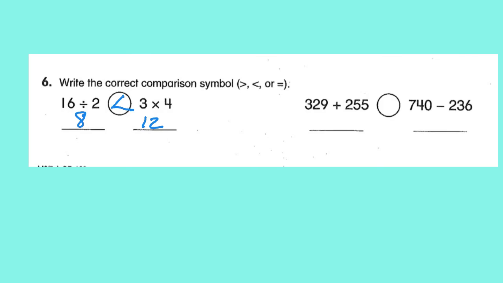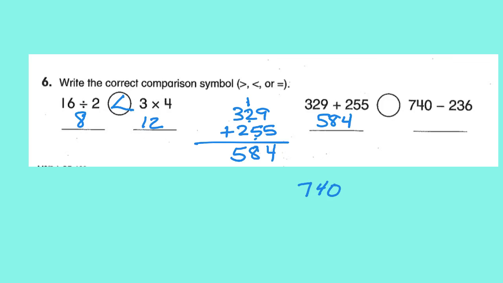Let's go over here. We need to do some math. We're going to do 329 plus 255. 9 plus 5 is 14. We're going to carry the 1. 5, 6, 7, 8. 3 plus 2 is 5. So this number is 584.